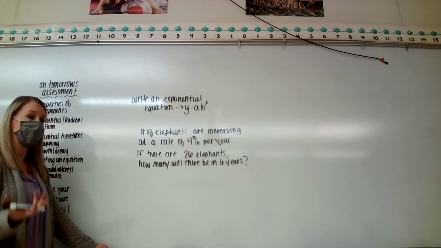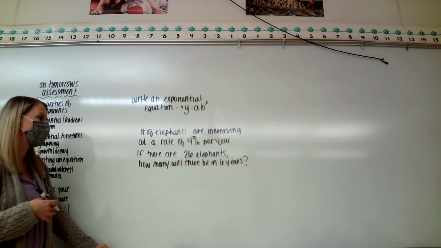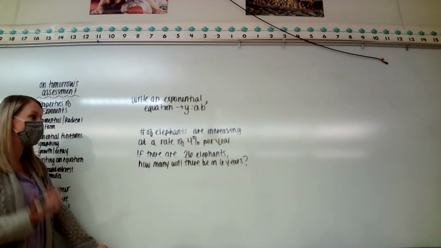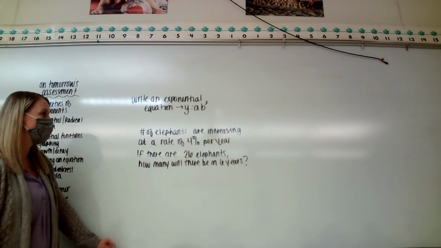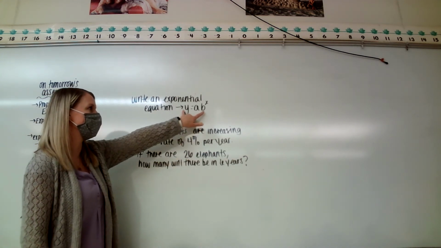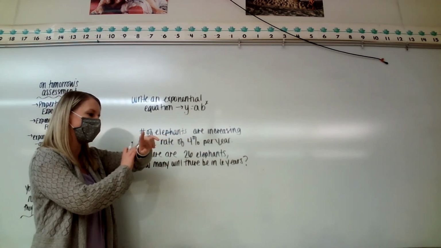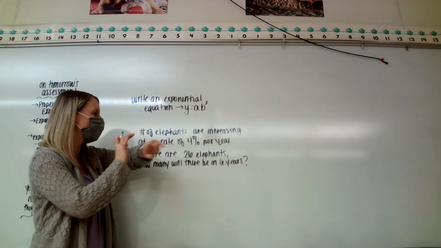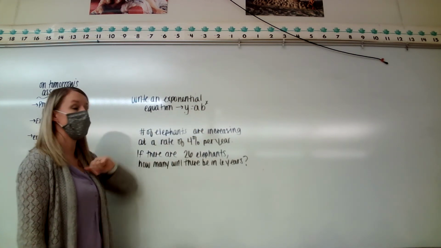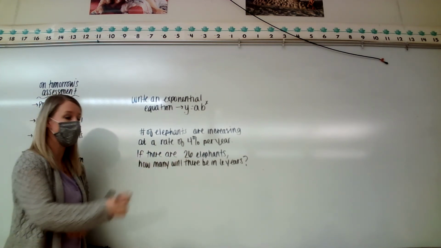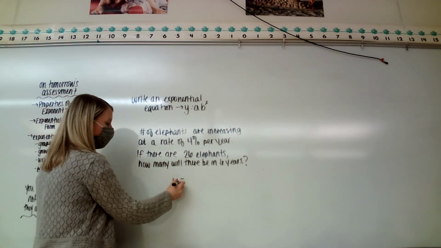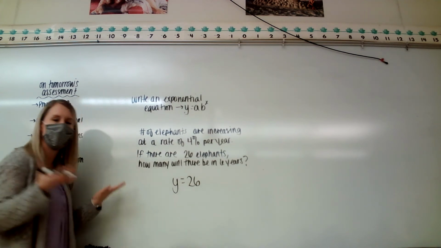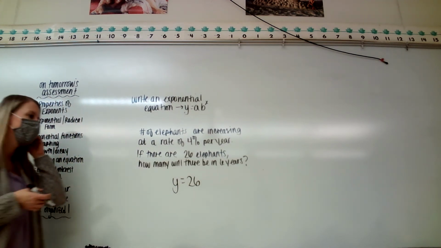But we have something that's increasing at a certain rate per year, and we have how many there are now, and then we want to know how many there are eventually. So the nice thing about this equation is it's not super long. We don't have to plug in a ton of stuff. The first thing I need is the initial amount. Well, we're starting with 26. So I would start with y equals 26.